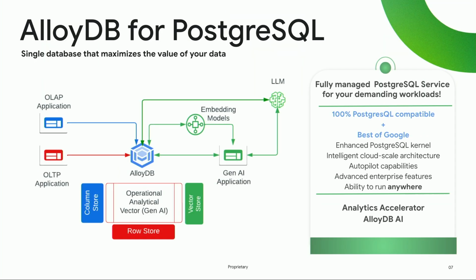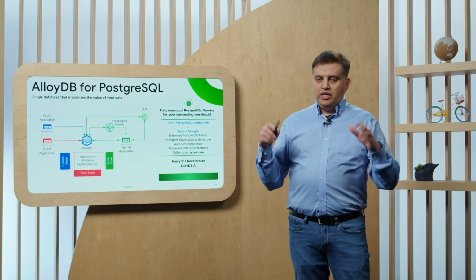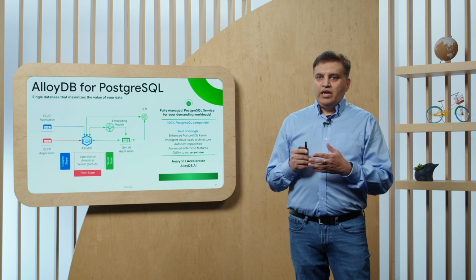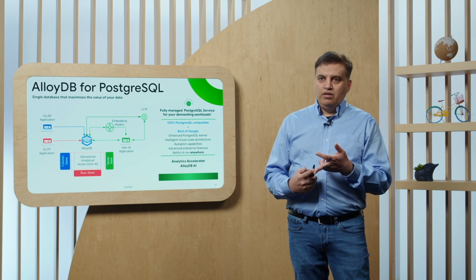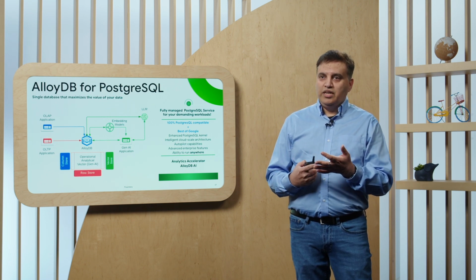AlloyDB for Postgres is there to address these problems. It's a single database that is a transactional row store format, plus it doubles up as a columnar store and also as a vector database. So it can solve your analytics workload, your transactional workload, and also Gen AI.